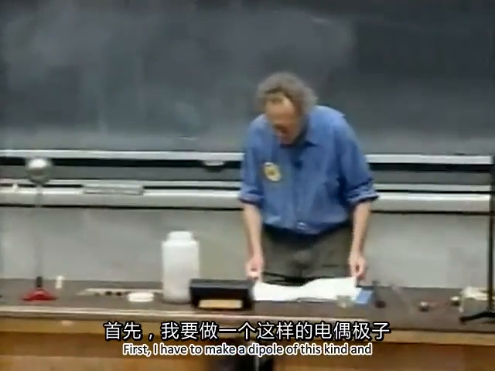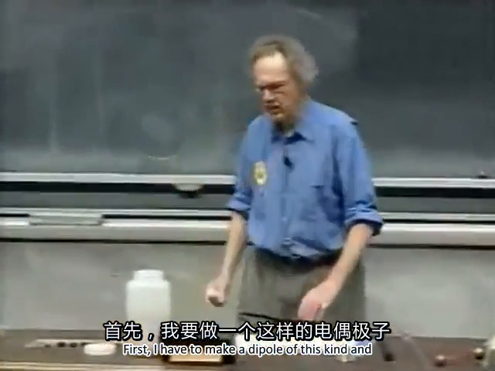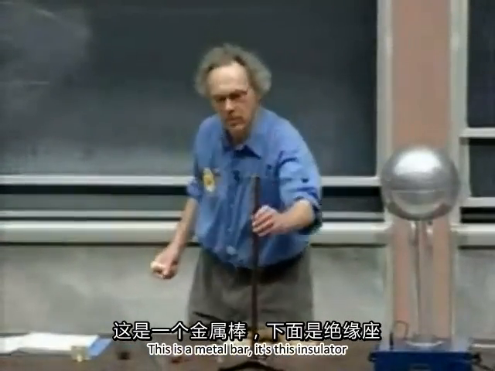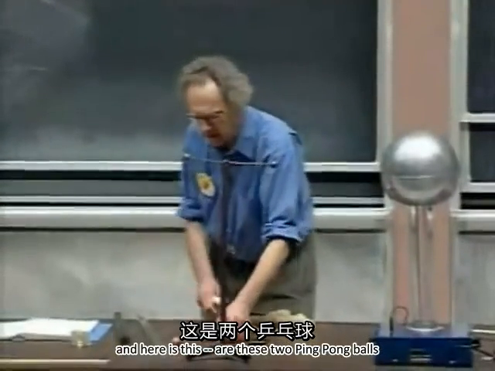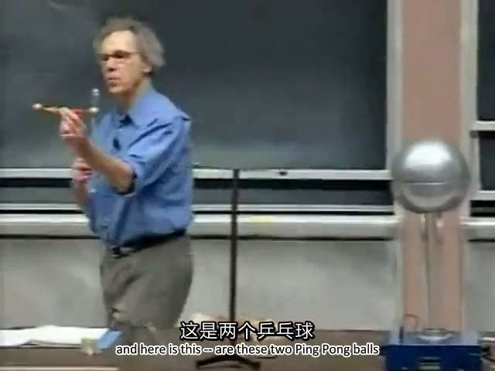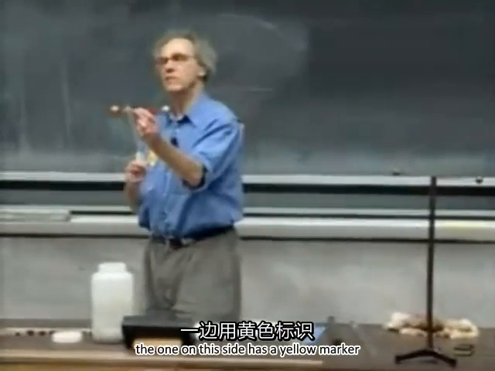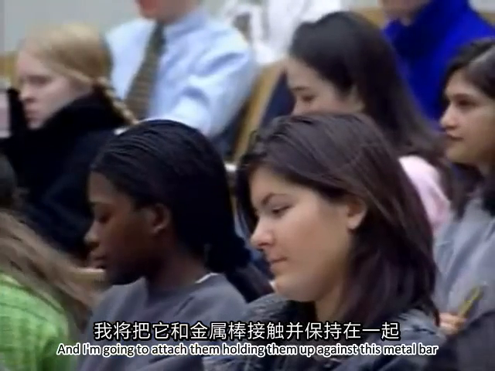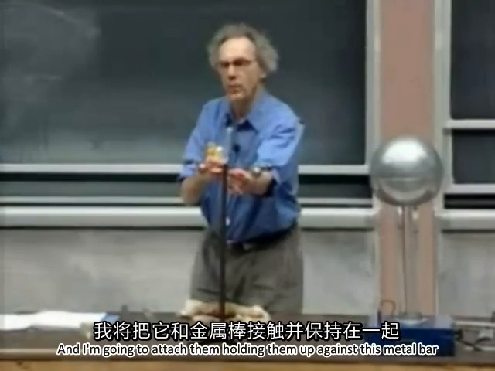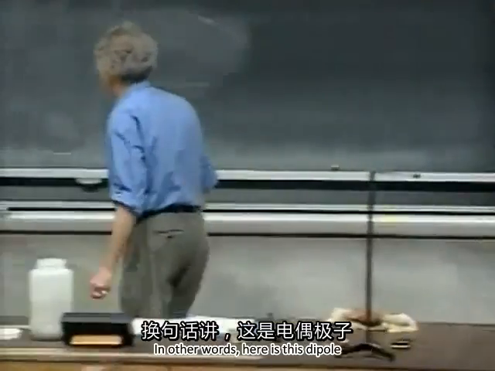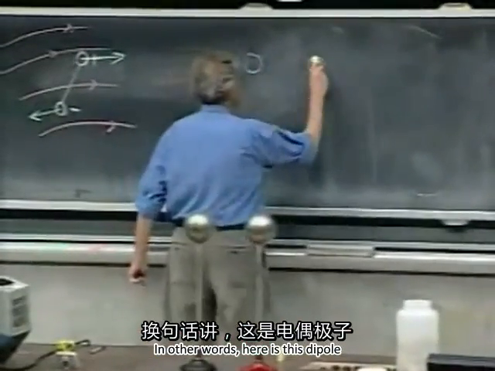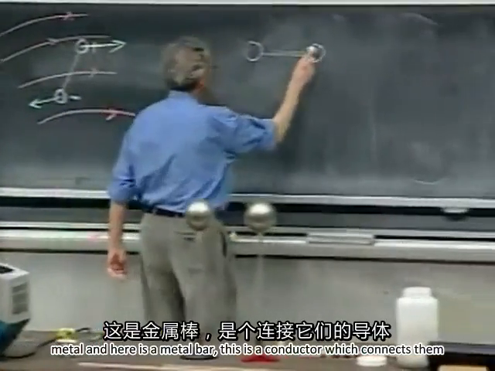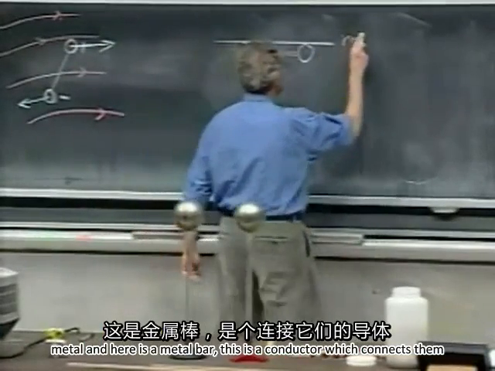First, I have to make a dipole of this kind. And the way I will do that is the following. This is a metal bar. This is insulator. And here there's these two ping pong balls. The one on this side has a yellow marker, the one on that side has an orange marker. And I'm going to attach them, holding them up against this metal bar. In other words, here is this dipole. It's not a dipole yet. Metal, metal, and here is a metal bar. This is a conductor which connects them.